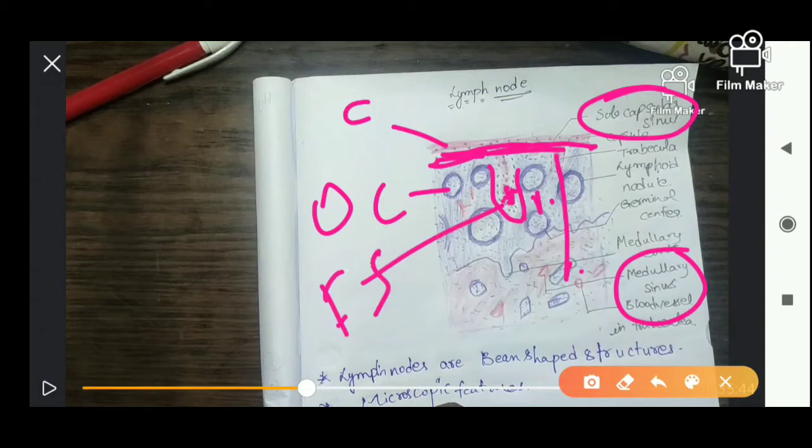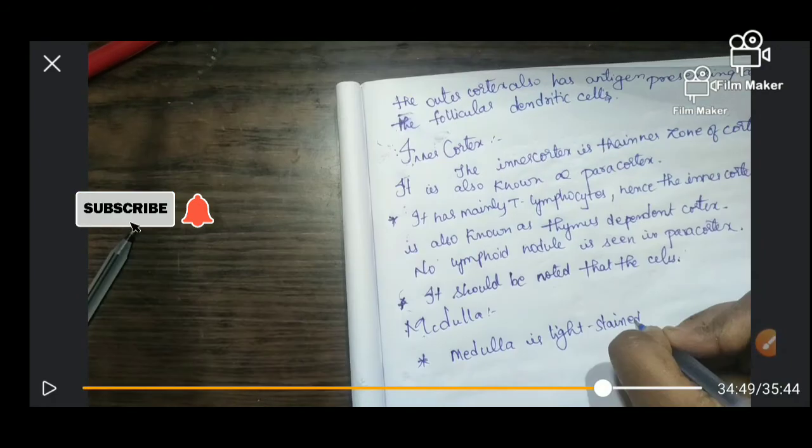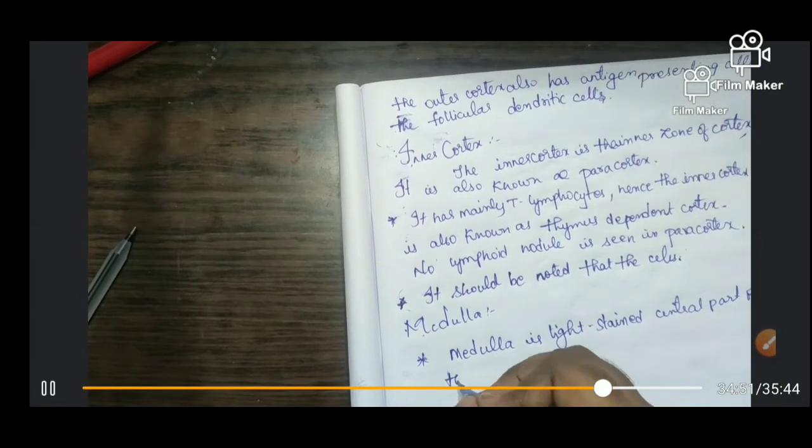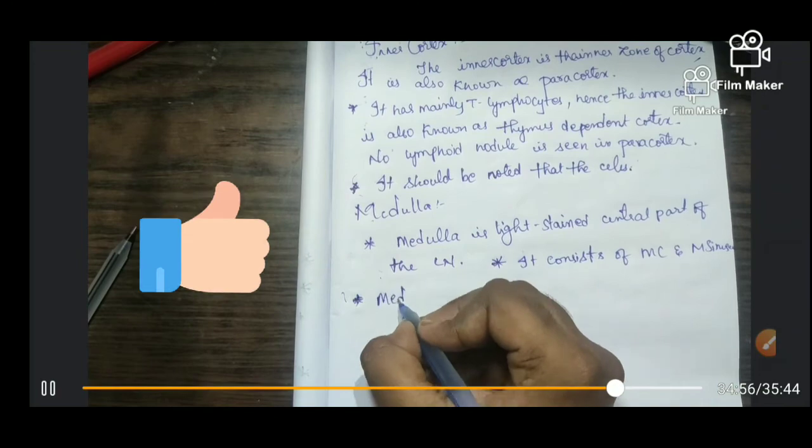These are the anastomosing sinuses present in between the medullary cords in the medulla. You can see these are the medullary cords, and we have another medullary cord. In between there is a sinus called the medullary sinus, and below the medullary cords also we can find medullary sinuses. So you can remember that these are the anastomosing sinuses present in between the medullary cords in the medulla. So this is all about the lymph nodes, guys. I think I have explained it so thoroughly, you can learn it. This is all about the medullary sinuses and all about the lymph nodes.